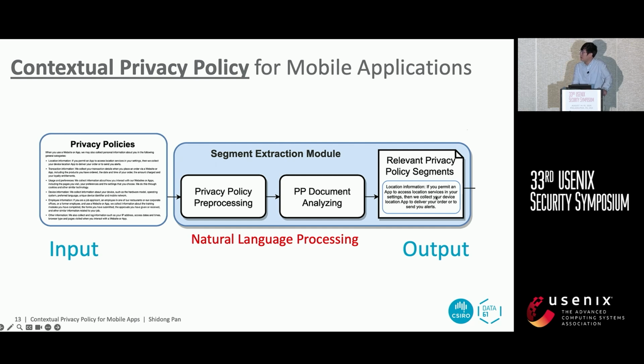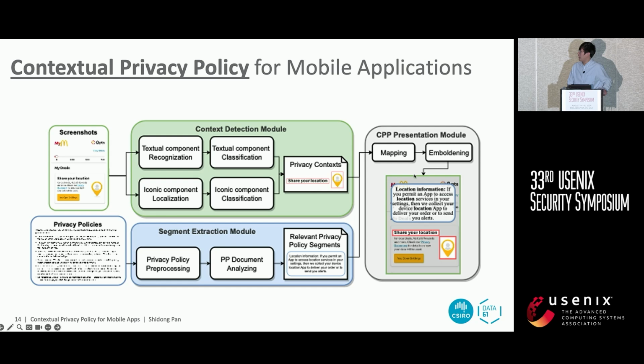And for the privacy policy processing, there are already many previous works that have discussed this topic, and we just adapt some of them. We first conduct the pre-processing, and then we use some NLP techniques to do the document analysis. So we can extract all the sentences or segments related to the location information. And then eventually we combine them together, import some keywords, and put it on your user interface. So you can see the icon, the share your location textual component, and the relevant privacy policy segment. By doing so, users can immediately be aware of the privacy-related practice, and can also refer to the privacy policy disclosures.